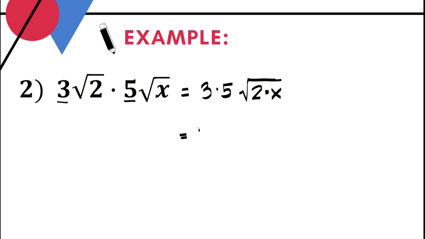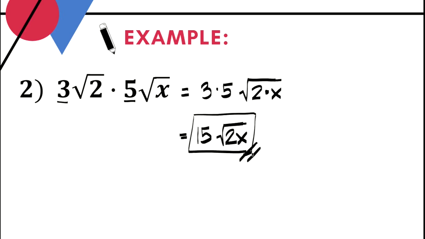3 times 5 is 15. Square root of 2 times x is square root of 2x. Square root of 2x is already simplified because there is no perfect square factor of 2x. So this is now the product of 3 square root of 2 and 5 square root of x.